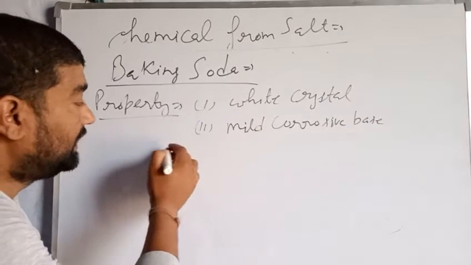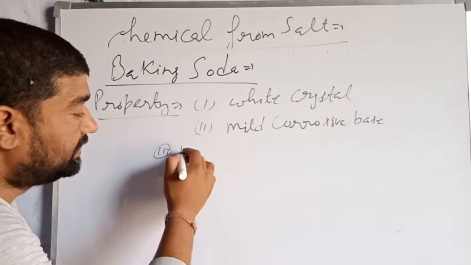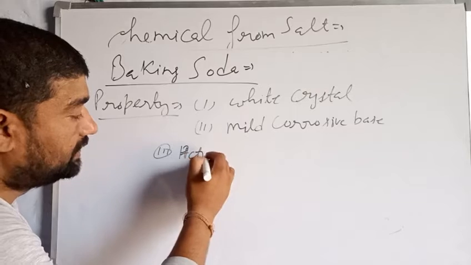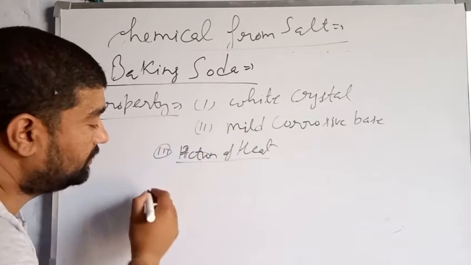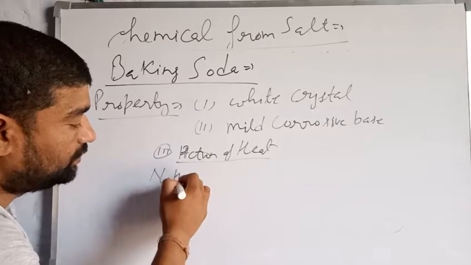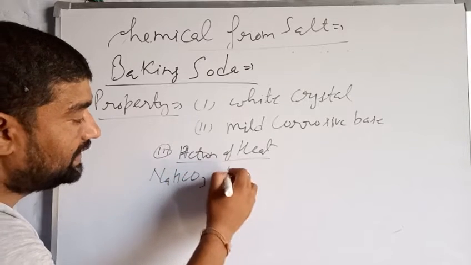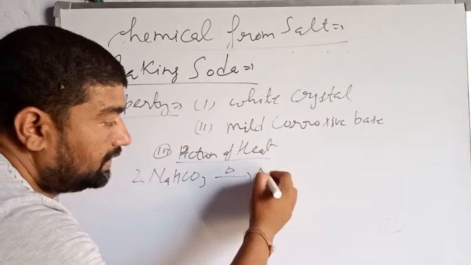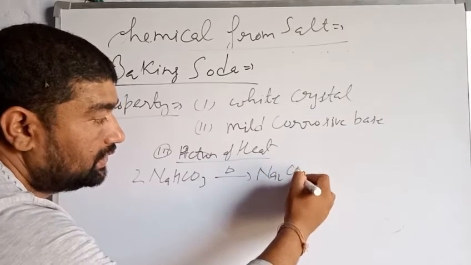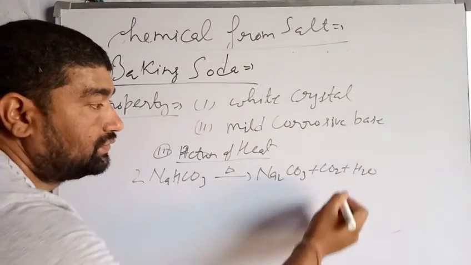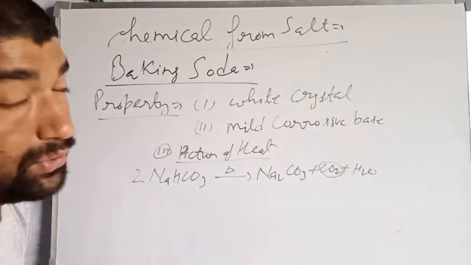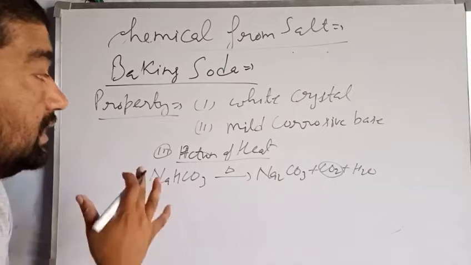And also let's write the action of heat. If you heat it, then what will happen? If NaHCO3 is strongly heated, what will happen? Na2CO3 plus CO2 plus H2O. That evolution of CO2 has its own significance in this part.